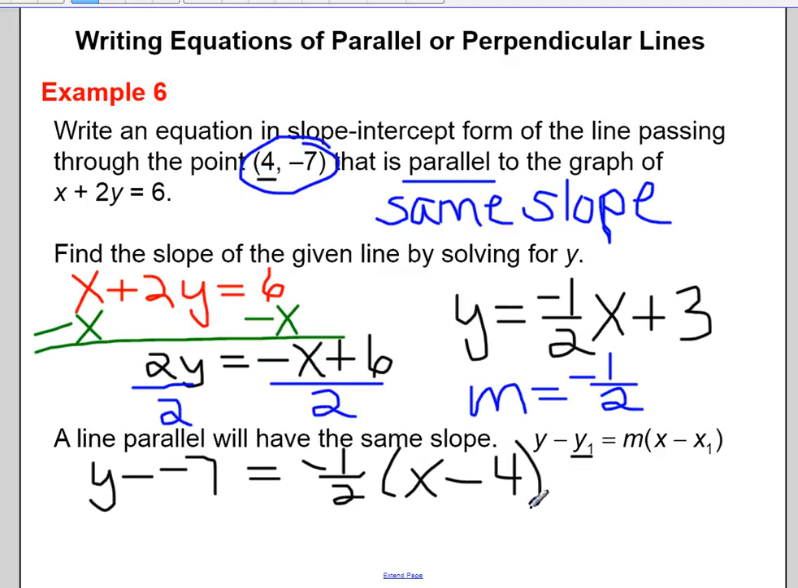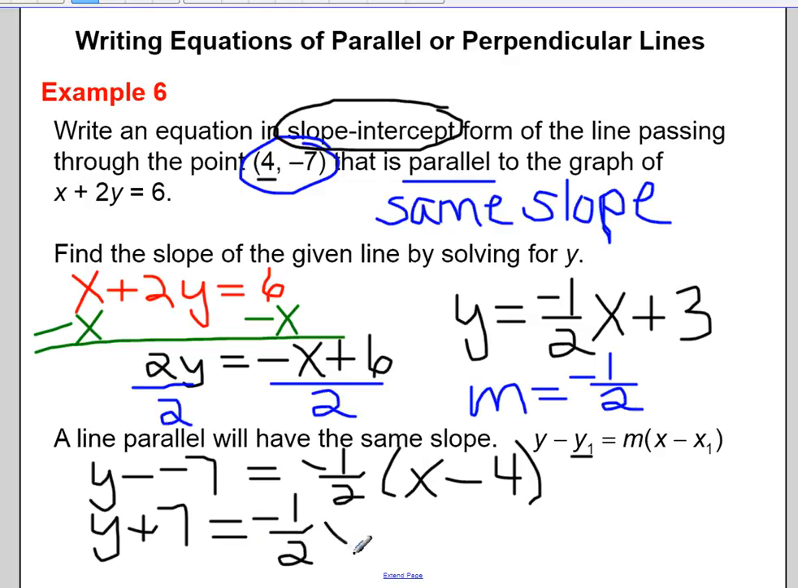Again, in this case, you're asked to find it in slope-intercept form, so we need to solve this equation for y. We're going to simplify the left side of the equation to get y plus 7 is equal to, on the right side we're going to distribute the negative 1/2. So that's going to be negative 1/2 x, and then negative 1/2 times negative 4 is going to give you a positive 2.